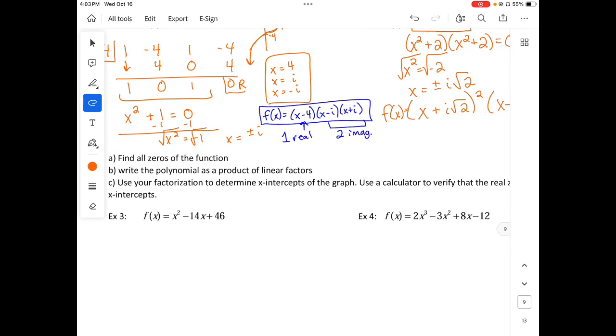Okay, so let's look at the next problem. We are going to find all the zeros of the function, write the polynomial as a product of linear factors, and then use that factorization to determine x-intercepts on the graph. Use a calculator to verify that the real zeros are the only x-intercepts.